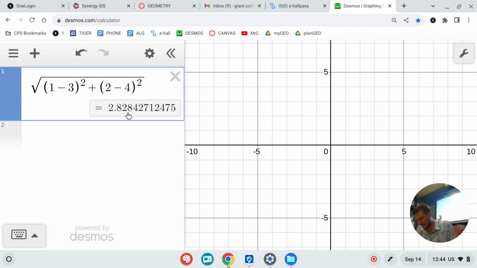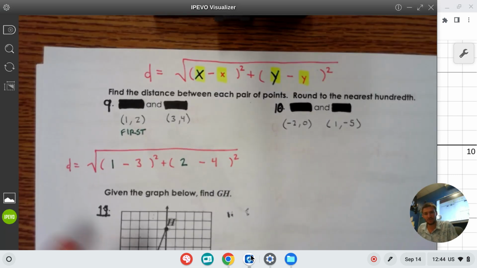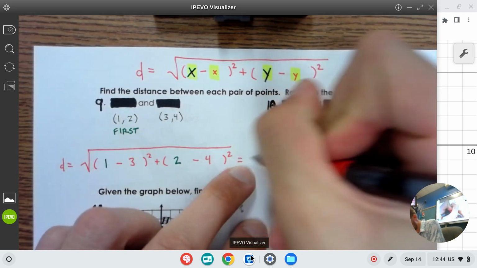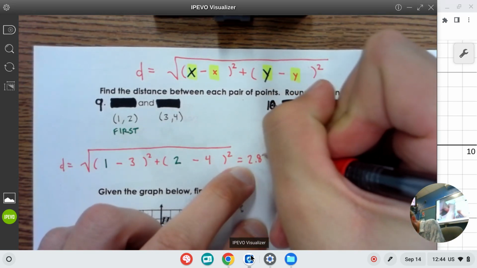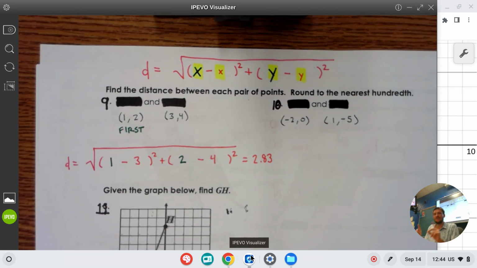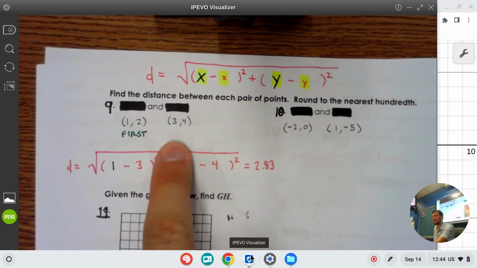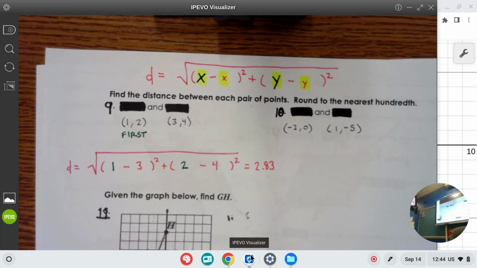Yes. Nice job. I really appreciate how locked in a lot of you are. 2.83. Did anybody switch and do 3, 4 as our first term? Did you get the same answer? Let's go. Nice.